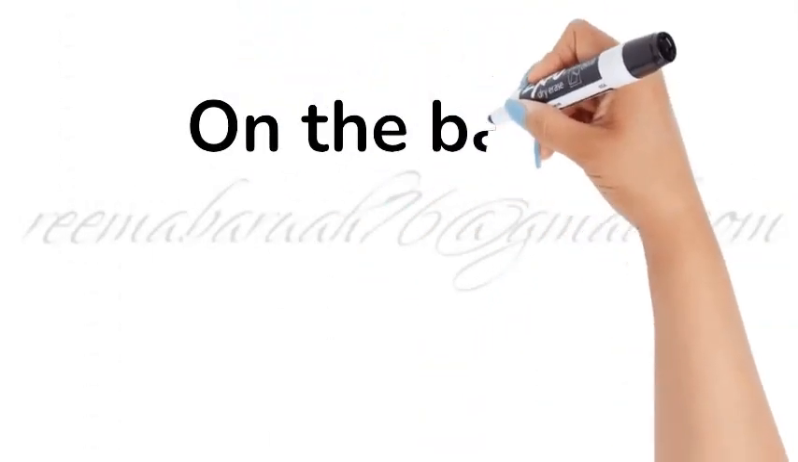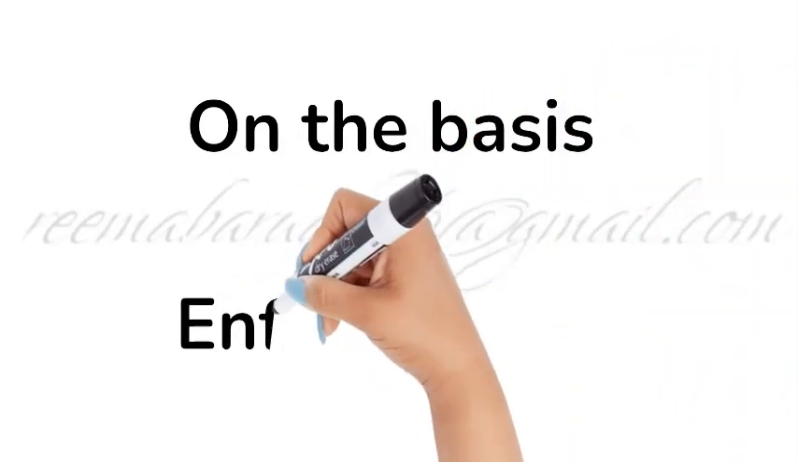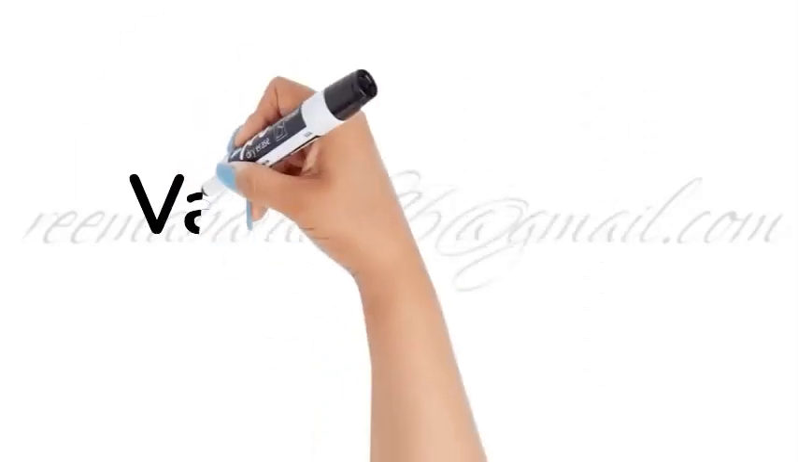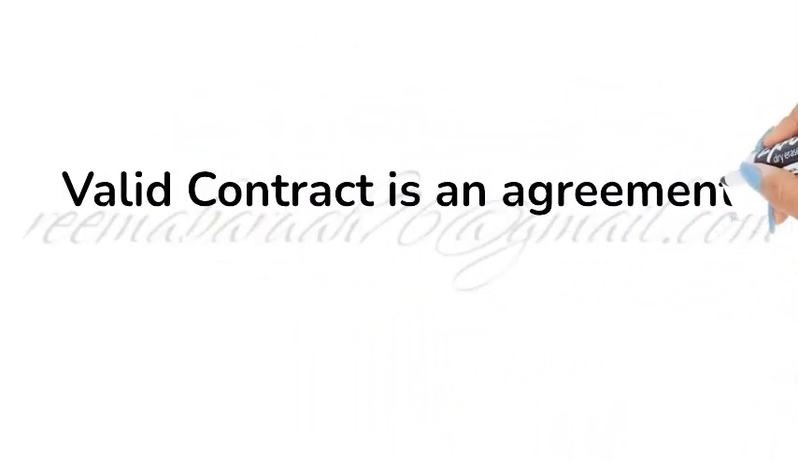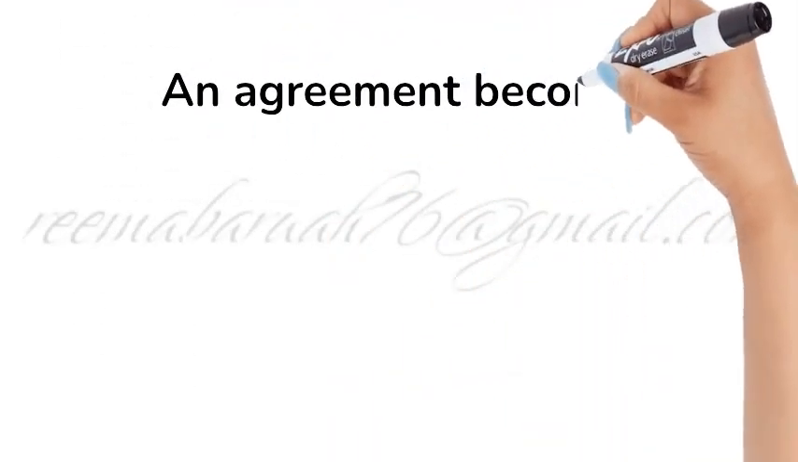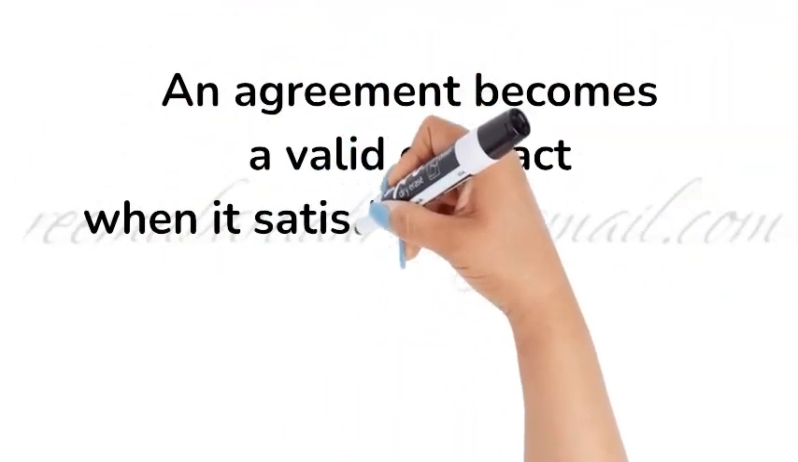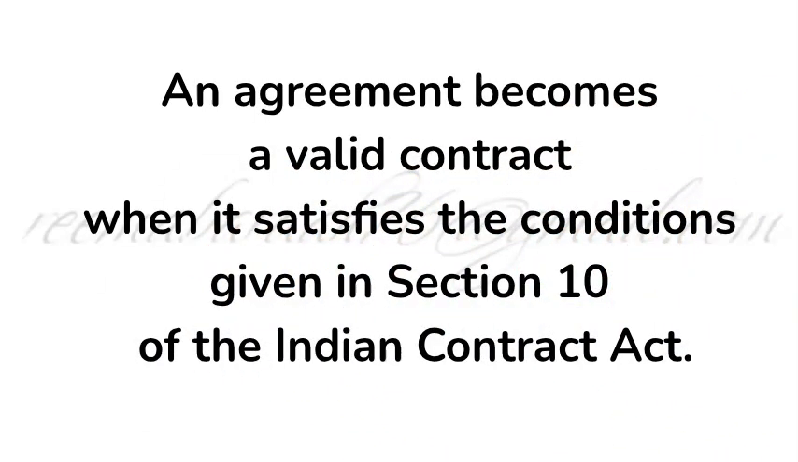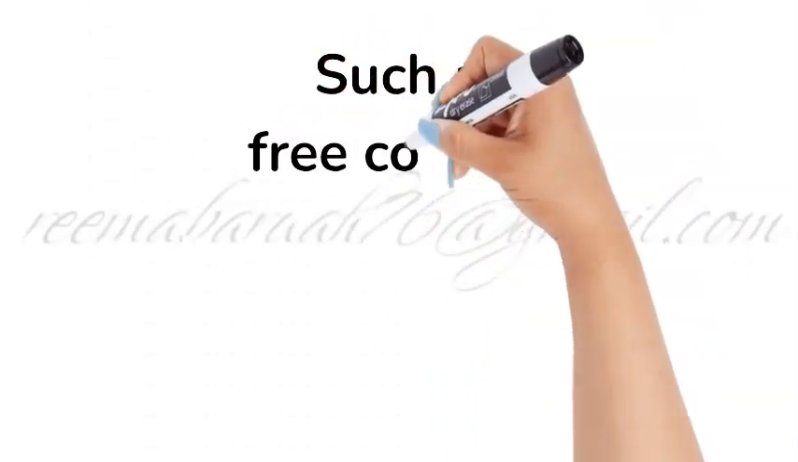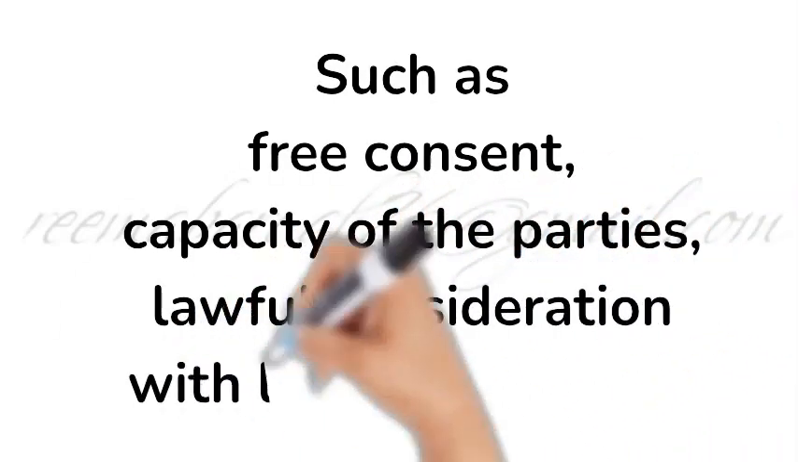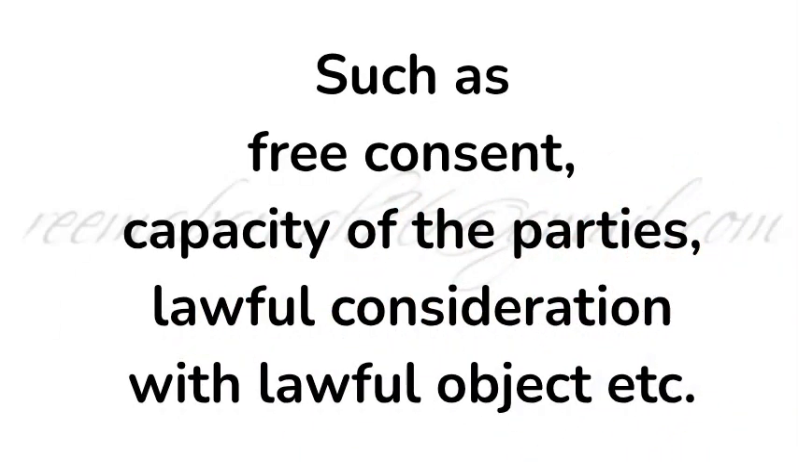In today's video, I will discuss the types of contract classified on the basis of enforceability. The first one is valid contract. Valid contract is an agreement which is enforceable by law. An agreement becomes a valid contract when it satisfies the conditions given under Section 10 of the Indian Contract Act, such as free consent, capacity of the parties, lawful consideration with lawful object, etc.